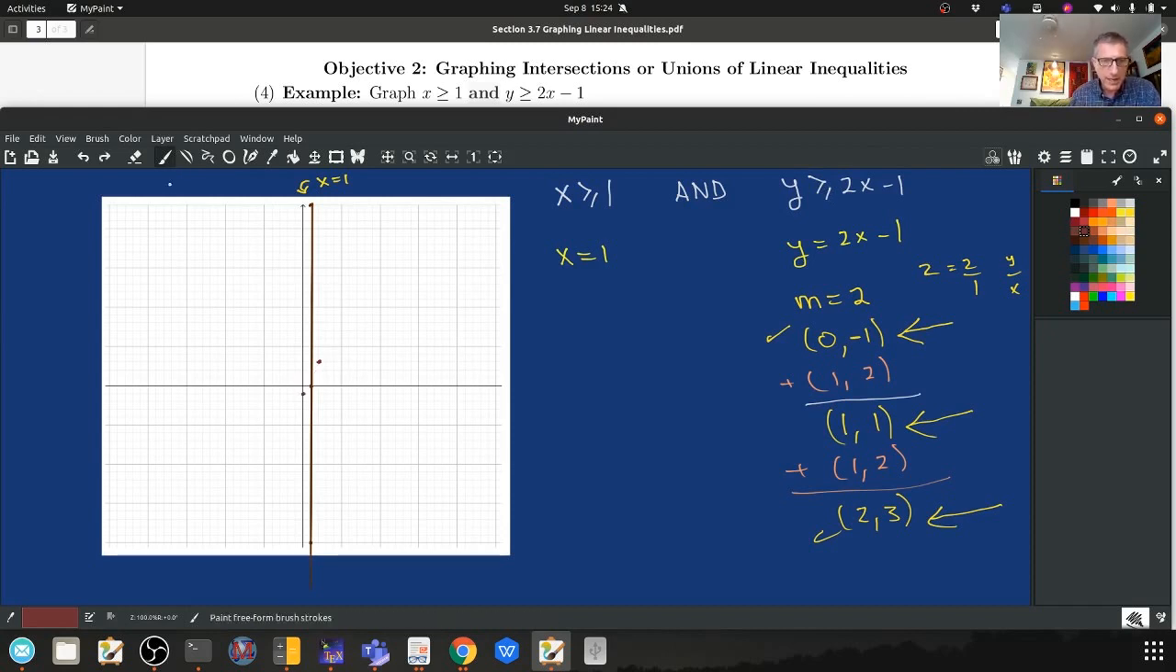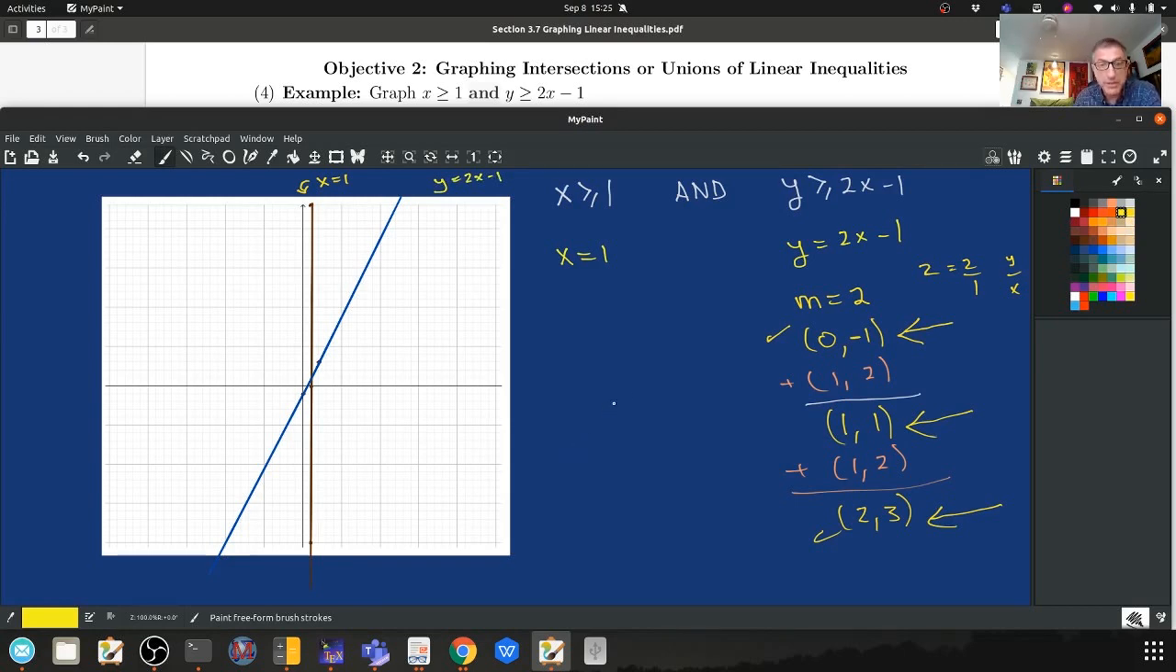I can't freehand it, that's for sure. Let's do it a different color. How's that? That would be nice. So this is the line given by y is equal to 2x minus 1.